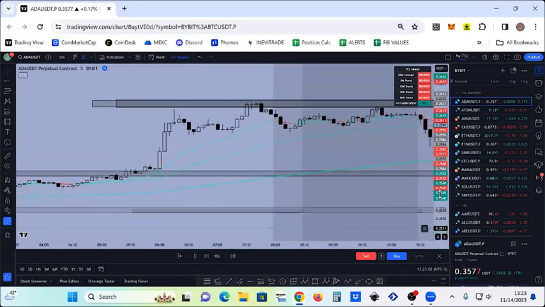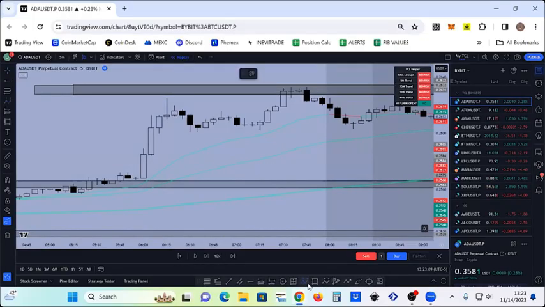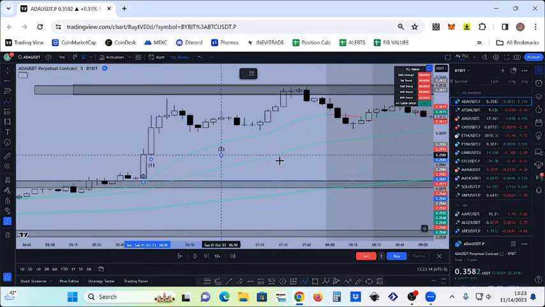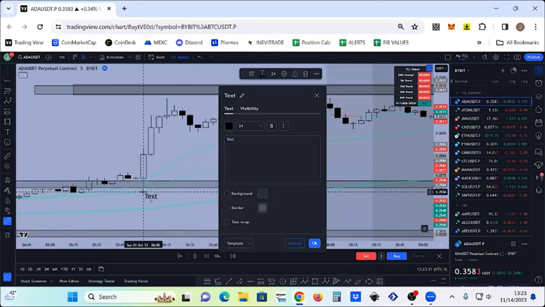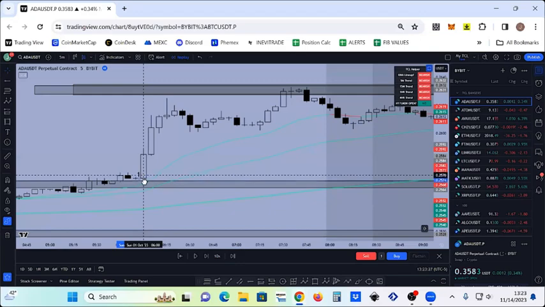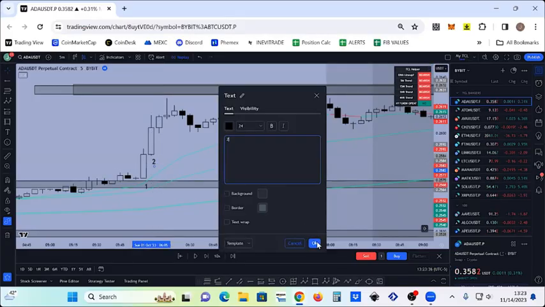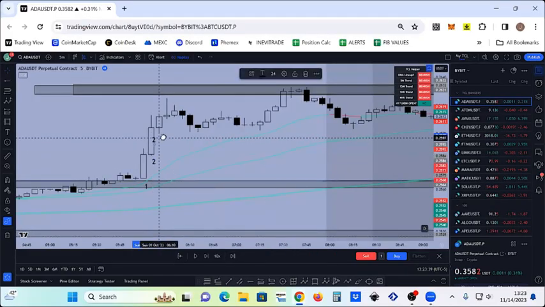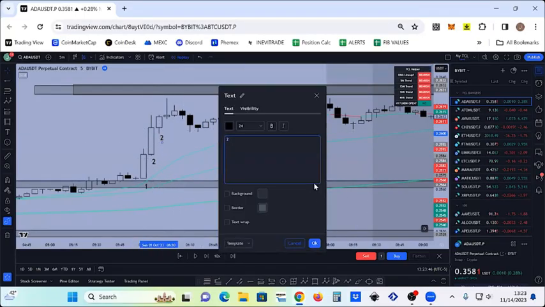So, 3 candle pattern. I can number them too here. If I can use this as numbers. Nope, that didn't work. Let me delete that. Into here, 1. Call this 2. 3. All right, guys, here we go.